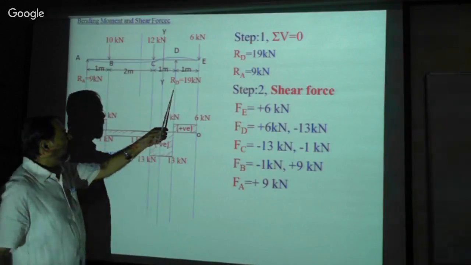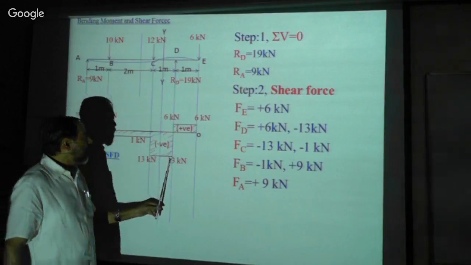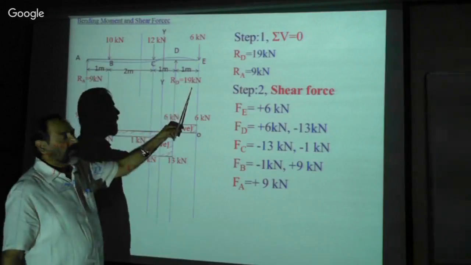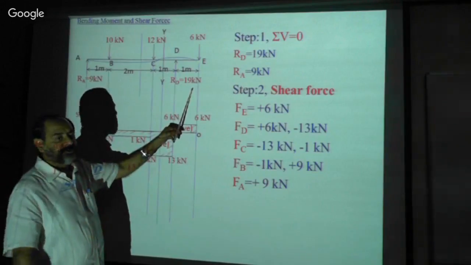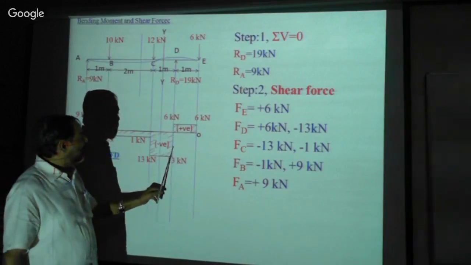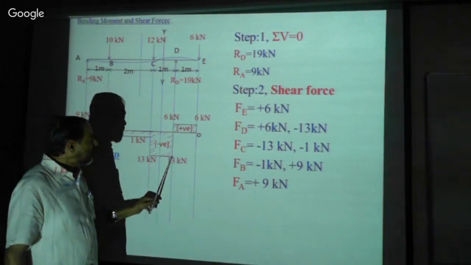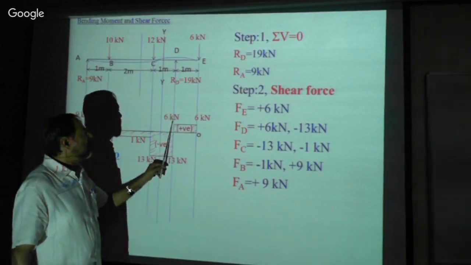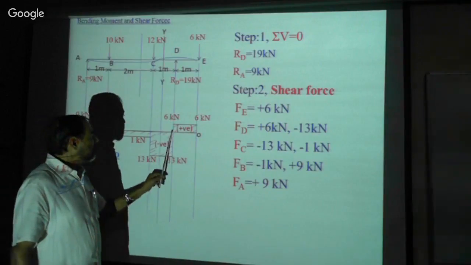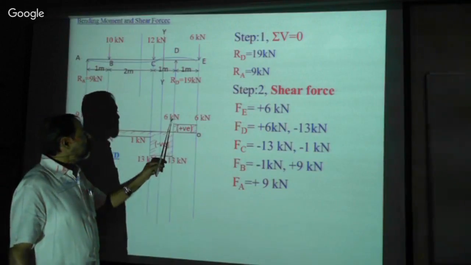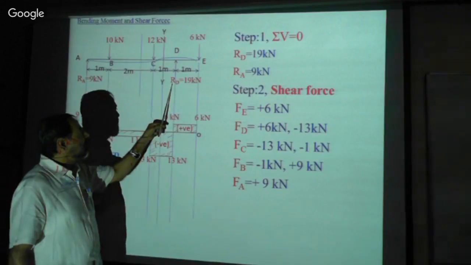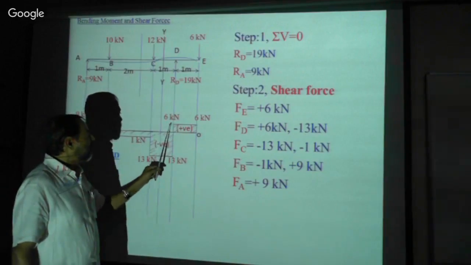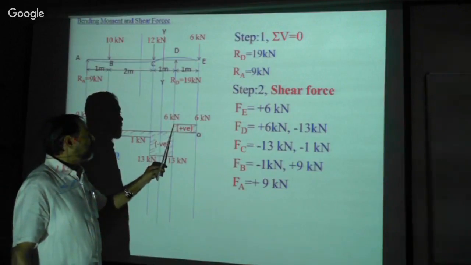Then when you reach this point D, you go up by 19 kilonewton, since the 19 kilonewton force is acting upward here. Already we are 13 kilonewton below. Now continue this: the 6 kilonewton is above. When you reach the third, from here to here it is 19 kilonewton. This is RD equal to 19 kilonewton. From here to here it is 19 kilonewton.